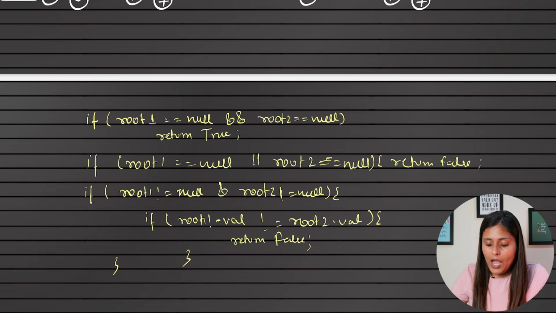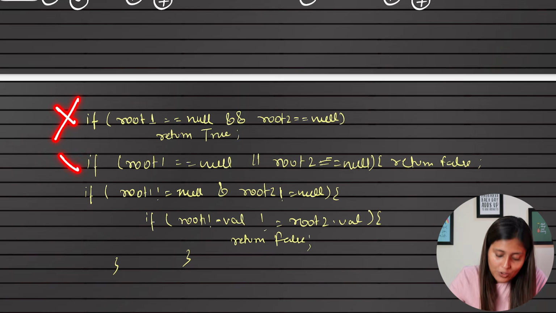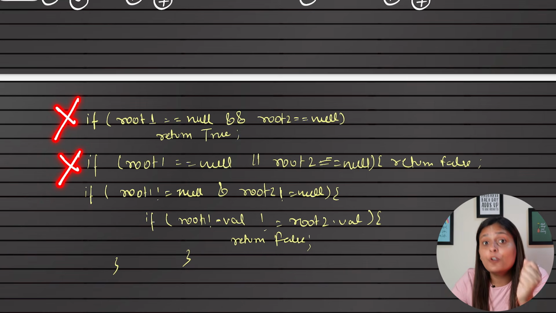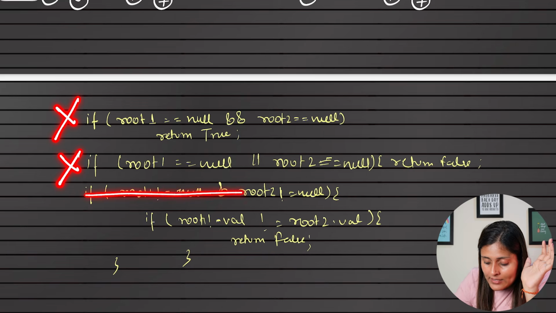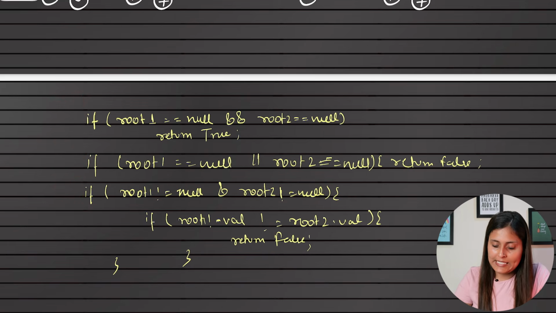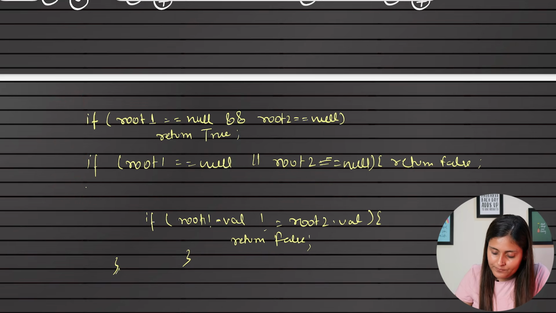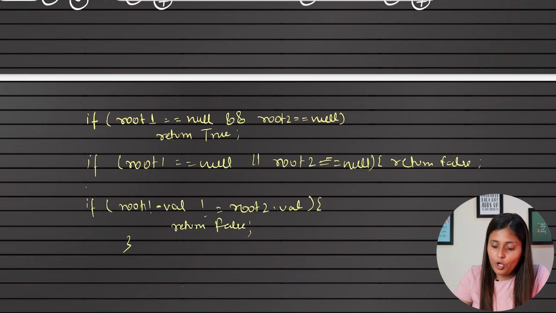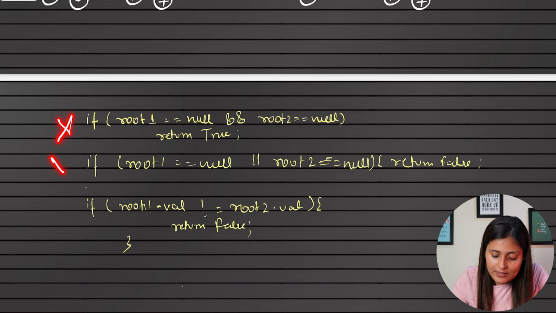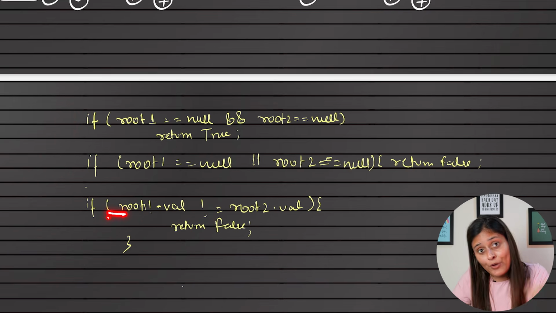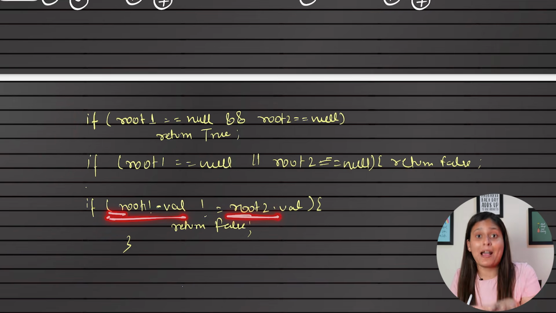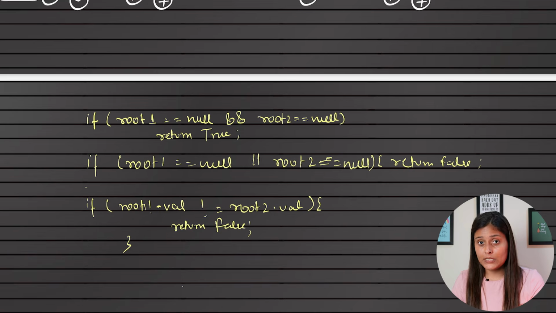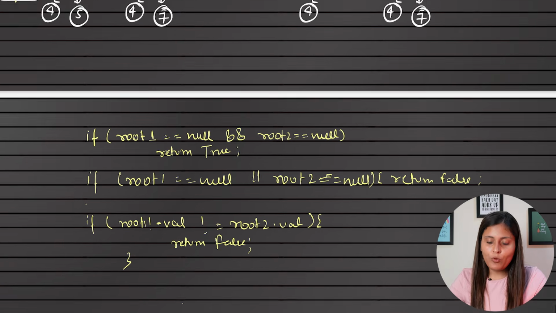Done. Okay. Now the third one: if this line does not pass, it means for sure both exist. Can I say? So do we need to write this check? I don't think so. Correct. So if we are at the third check, for sure the earlier ones did not pass, it means both exist. And now if both exist and their values do not match, return false. Done.